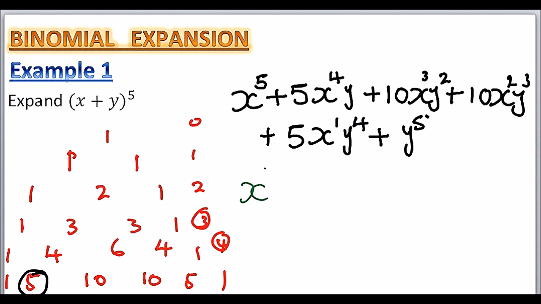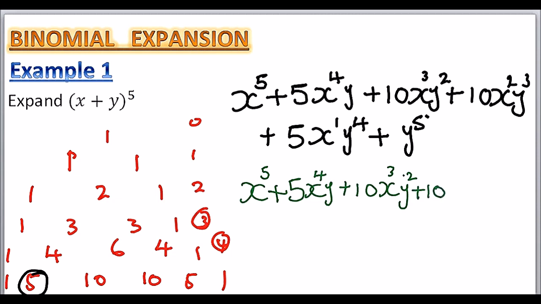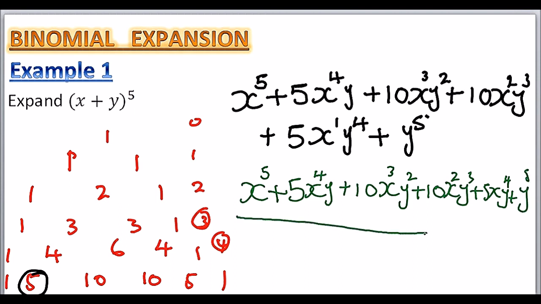So we now have x to power 5 plus 5x to power 4 y plus 10 x to power 3 y squared plus 10 x to power 2 y cubed plus 5x y to power 4, and finally plus y to power 5. So that is the expansion that you get.